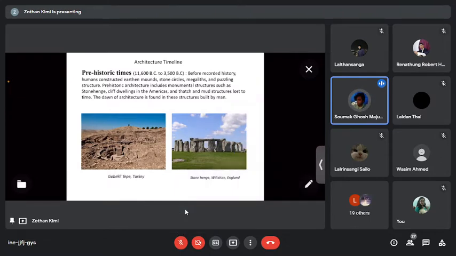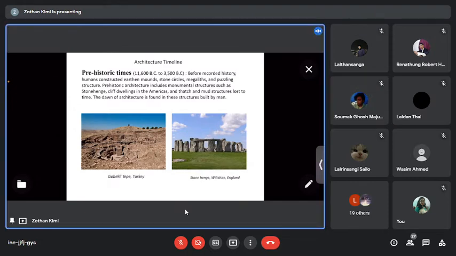And then we have Göbekli Tepe from Turkey and Stonehenge from Wiltshire in England. These are the first structures, the first in the architecture sense, known to men. So these are dated as prehistoric architecture. Like I said, this is introductory. We will learn about terminology, which may be unclear to a few of you.